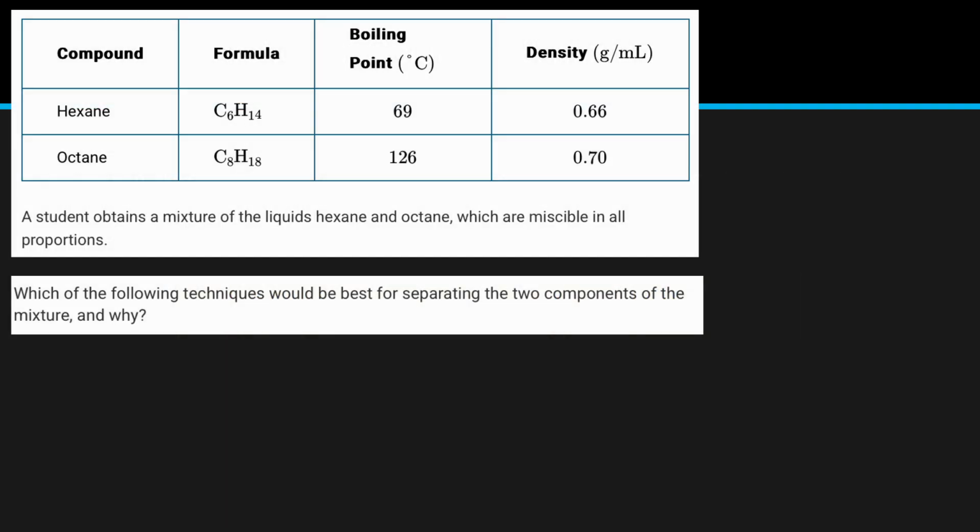All right, let's wrap up this video with a couple practice questions. So this one says, a student obtains a mixture of the liquids hexane and octane, which are miscible in all proportions. Miscible just means that they mix together. Which of the following techniques would be best for separating the two components of the mixture and why?